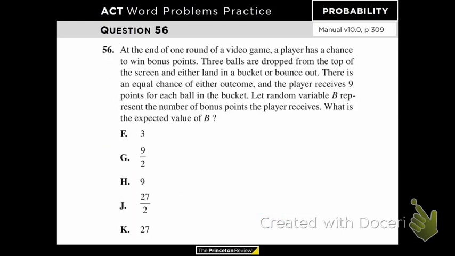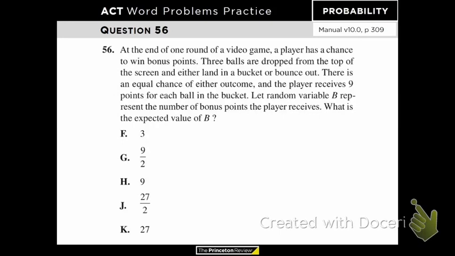Okay, at the end of one round of a video game, a player has a chance to win bonus points. 3 balls are dropped from the top of the screen and either land in a bucket or bounce out. There's an equal chance of either outcome, and the player receives 9 points for each ball in the bucket. Let random variable b represent the number of bonus points the player receives. What is the expected value of b?